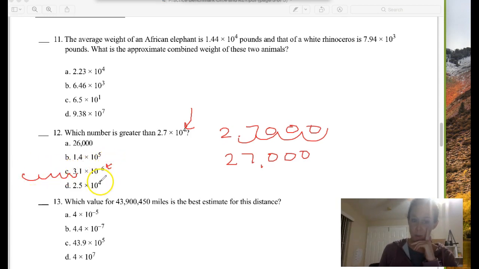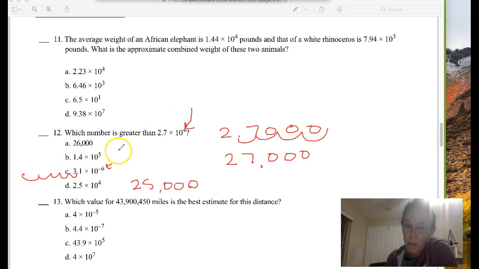This is to the 4th power, and this is to the 4th power, so I can straight up compare these. Which number is bigger, 2.5 or 2.7? Well, 2.7 is bigger. So this number, if I write it expanded out, it's going to be 25,000 because I move it over 4 decimal places. 1, 2, 3, 4. Okay, 25 is less than 27. So this is the number where I have a bigger exponent. Even though I have a smaller number here, I have a bigger exponent.